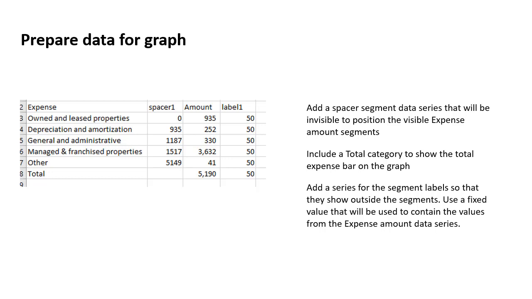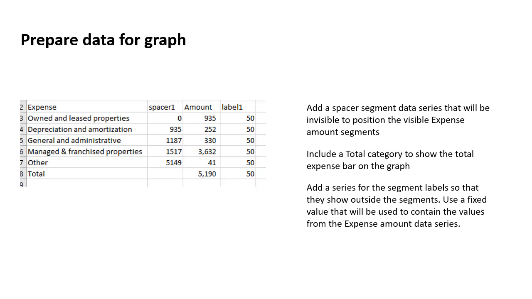The third series that I've added is a series for the segment labels. What I like to do in bar graphs is to place the data label outside of the bar. That works in a regular bar chart, but it will not work in a stacked bar chart. A stacked bar chart only allows you to place labels inside the segment, which makes a lot of sense because that's what the label applies to. Well, what I want to do is to place it outside.